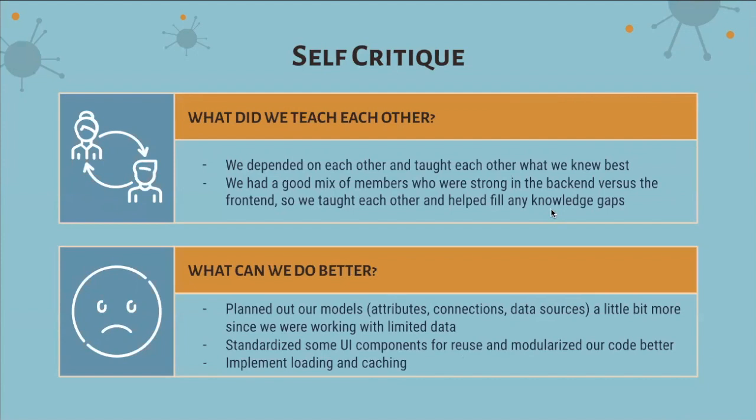So what can we do better? We definitely could have planned out our models better, as coming up with attributes, connections, and data sources became a challenge, as we didn't fully anticipate how limited the data on COVID-19 vaccines around the world was. So being more thorough with planning that out would have saved us a lot of time spent constantly refactoring our database.